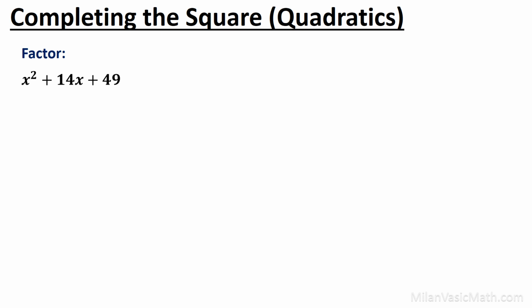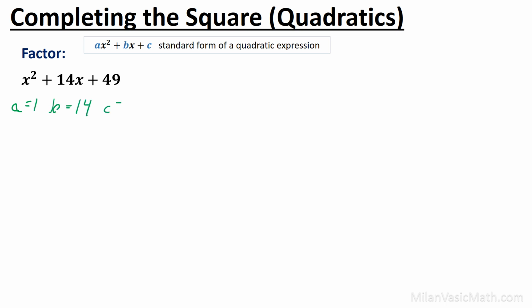Let's start with factoring x squared plus 14x plus 49. I will write the a, b, and c coefficients of the quadratic expression first. So in this case, a is 1, b is 14, c is 49. And we can go ahead and factor this.